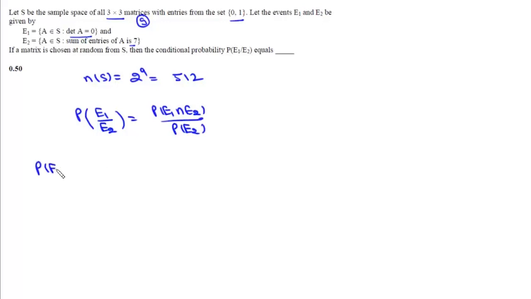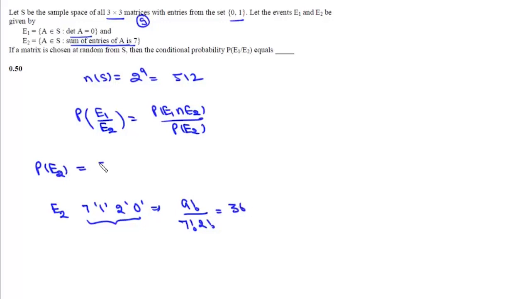First we will calculate the probability of E2. E2 is the event that the sum of entries of A is 7. So that means in this matrix there should be 7 ones and 2 zeros. So the total number of matrices such that it has 7 ones and 2 zeros will be given by factorial 9 divided by factorial 7 factorial 2, and that will be 36. So the probability of E2 will be simply 36 by 512. From these 512 matrices, there are 36 matrices such that the sum of entries of A is 7.